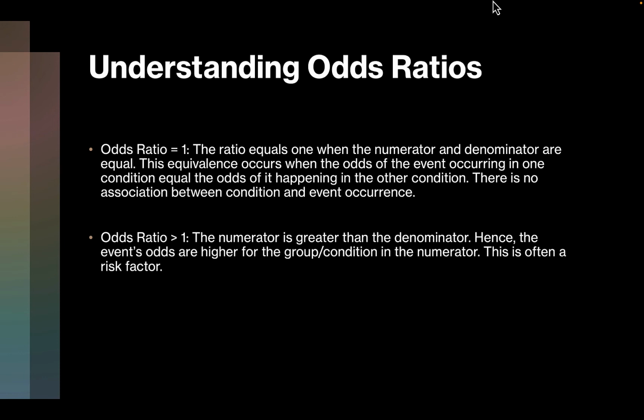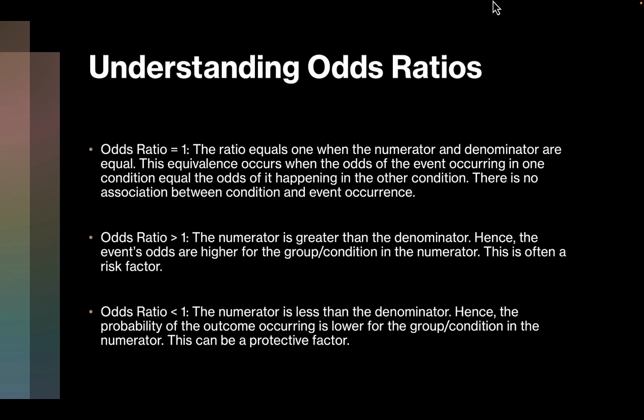If the odds ratio is greater than 1, the numerator is greater than the denominator. Hence, the event's odds are higher for the group condition in the numerator. And in public health research, in medical research, this is often a risk factor. So oftentimes your condition may be like risk of heart attack or risk of stroke. For us in education and social sciences, it doesn't have to be a risk factor. It can be like graduating high school or enrolling in post-secondary.